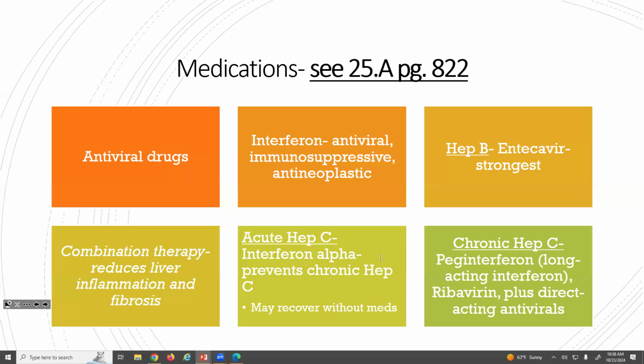Hep B, it's entecavir, okay, one of the strongest of our antivirals we can give. Okay, but we want to try to target with this combination therapy. What do I mean by that? So you get your antiviral, but you're also getting something to help with those immune system effects as well. Okay. And then there is acute versus chronic, so your book kind of has it laid out like that. So look at that when you get a chance.